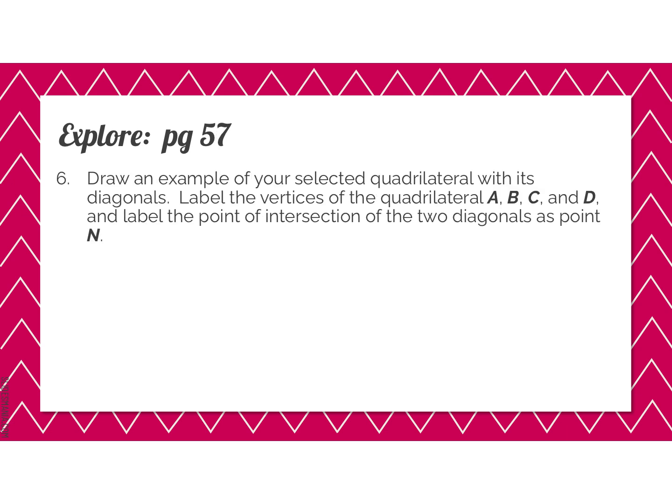All right, number 6 on page 57. It says, draw an example of your selected quadrilateral with its diagonals. Label the vertices in the quadrilateral A, B, C, and D, and label the point of intersection of the 2 diagonals as point N. So go and draw either a rhombus, a rectangle, or a square. Okay, and once you've done that, come back to me.